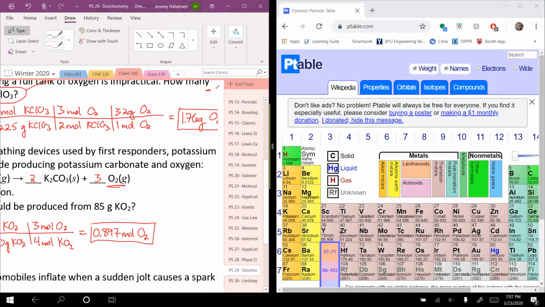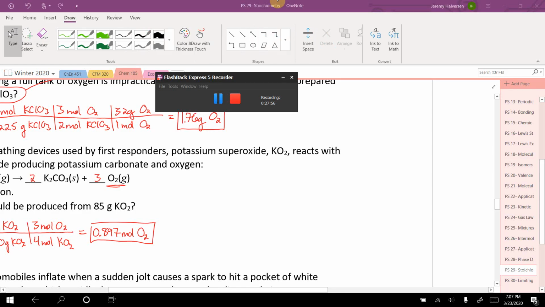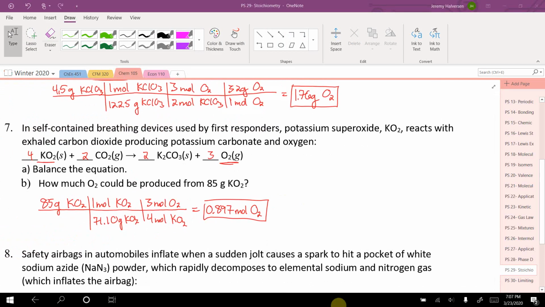Okay, so we use the balanced equation to jump from the realm of KO2 into the realm of O2, because we knew 4 moles of KO2 makes 3 moles of O2.